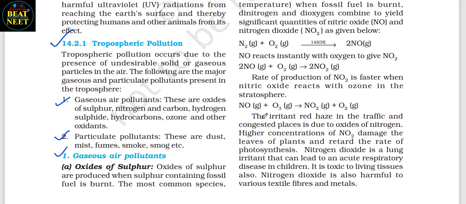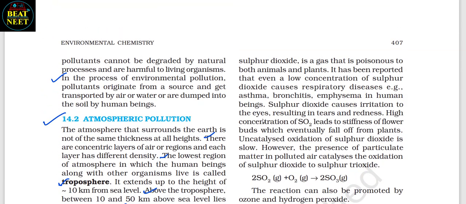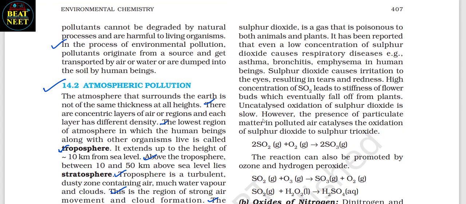Number 1. Gaseous air pollutants. A. Oxides of sulfur. Oxides of sulfur are produced when sulfur-containing fossil fuel is burnt. The most common species is sulfur dioxide, a gas that is poisonous to both animals and plants. It has been reported that even a low concentration of sulfur dioxide causes respiratory diseases, for example asthma, bronchitis, emphysema in human beings.